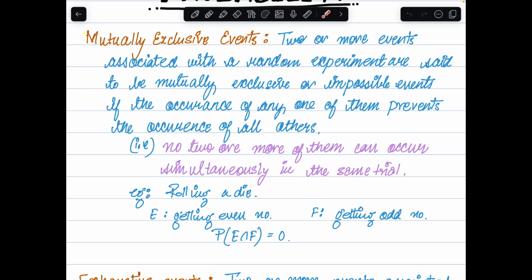Those two events cannot occur in a single trial. Of course you can get an even number, and of course you can get an odd number, but that will happen only in two different trials, not in a single one.